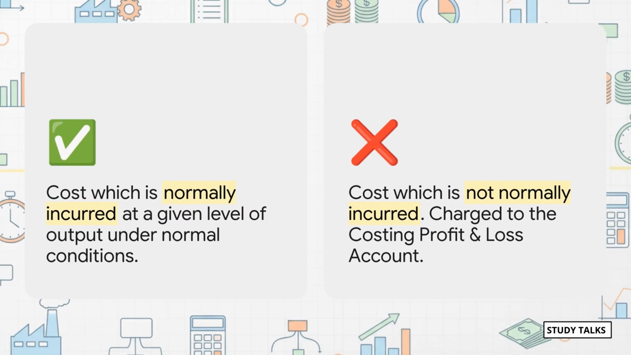Okay, how about normality? A normal cost is basically the cost you expect to pay to get the job done under normal conditions. This is part of your cost of production. An abnormal cost, though, is something totally unexpected. A major flood in the warehouse that ruins materials, for example. And here's the crucial part. You never, ever include abnormal costs in your cost of production. Instead, it gets charged straight to the costing profit and loss account.